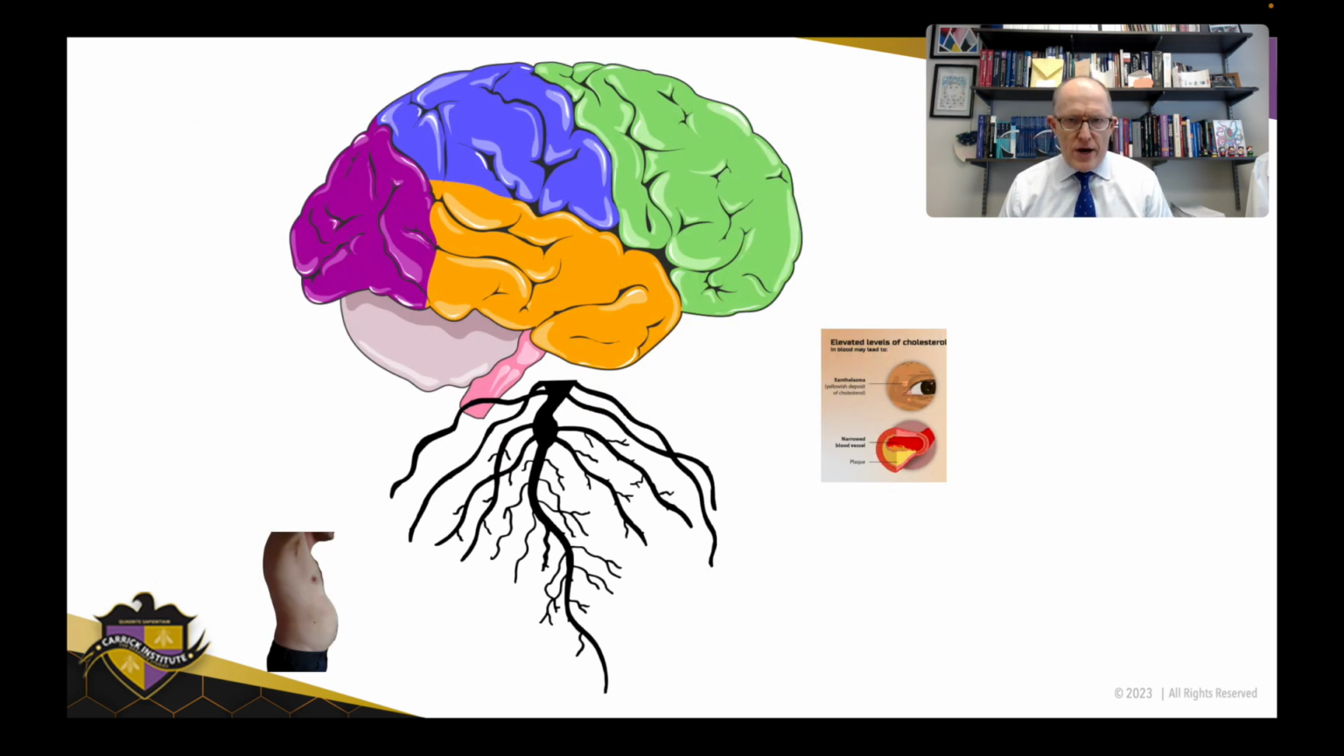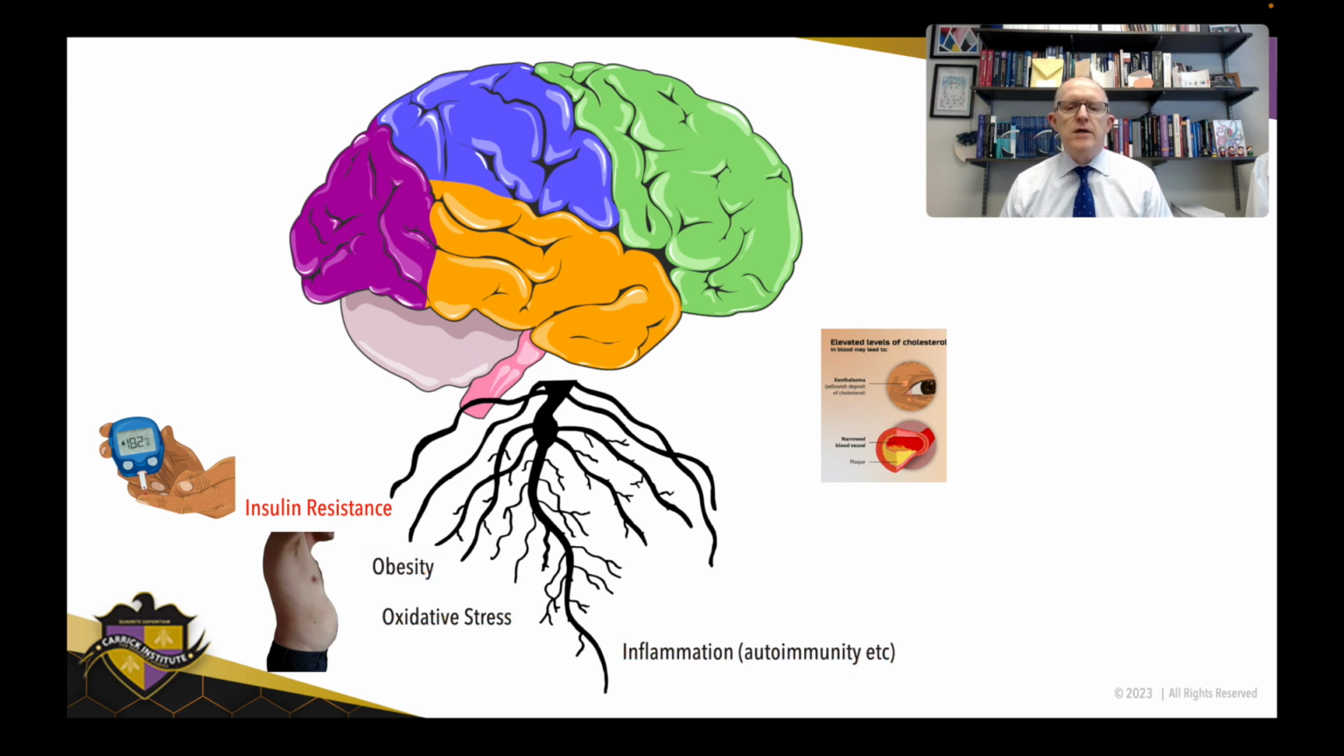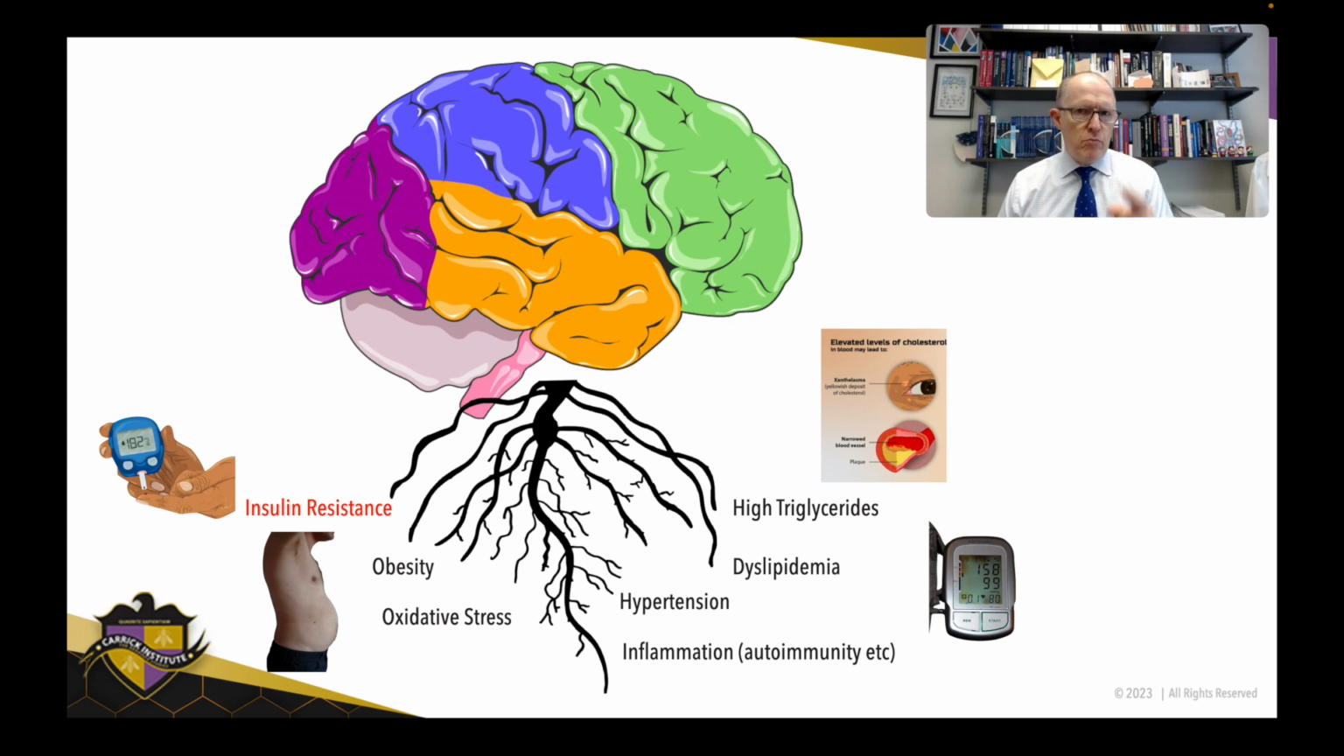And what do they do to your brain? Here on the bottom right, we've got insulin resistance, obesity, oxidative stress, inflammation, hypertension, dyslipidemia, and high triglycerides. What does that do to the brain of your patient? First, it increases the risk of heart attack, which can kill you or cause brain damage. The next thing it can do is increase the risk of stroke. And you and I both know there's hemorrhagic stroke and ischemic stroke, and they can be very catastrophic.